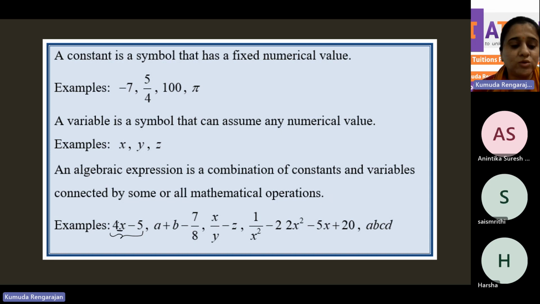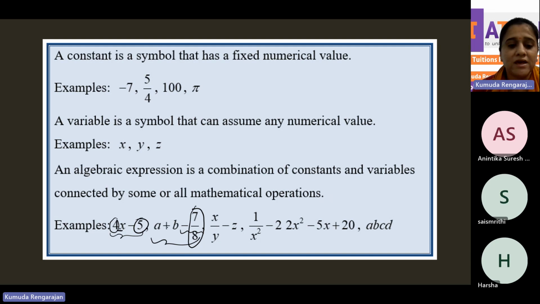Here you will see the constants 4 and 5, and the variable is x. Look at the next one. This is an algebraic expression made up of the constant 7/8, with the sign, it is -7/8, a constant because it's a fixed value.